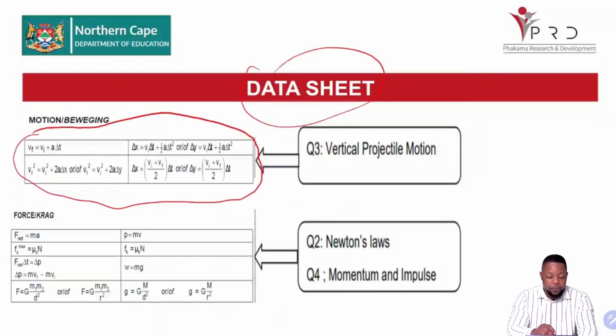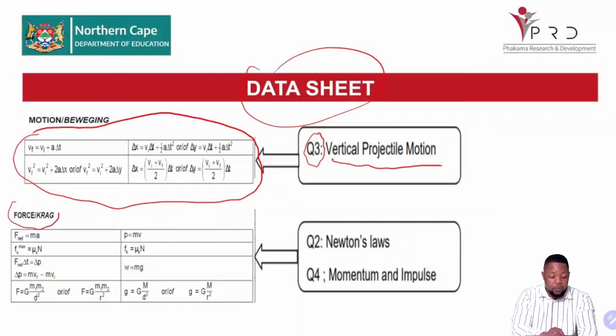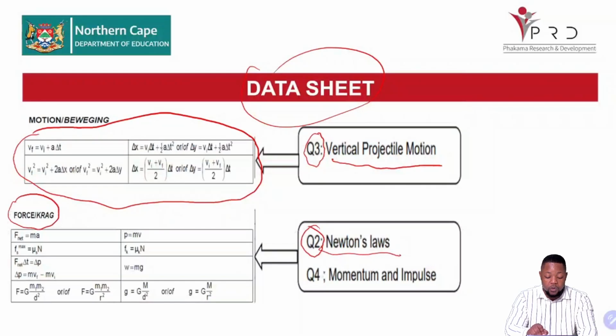For example, there are formulas under motion, and you should know that these formulas under motion are used in question 3 in vertical projectile motion. We also have a table of forces, and that table of forces will be used when you're answering question 2, that is Newton's laws, and also used for question 4, that is momentum and impulse.